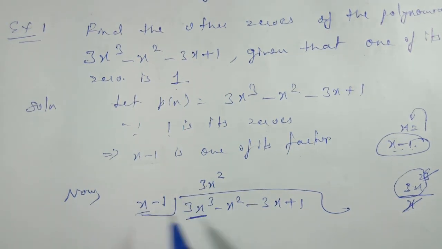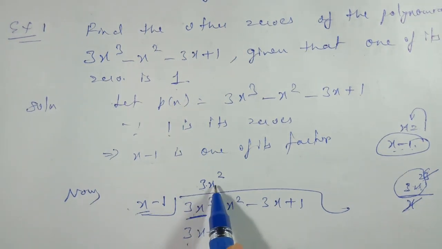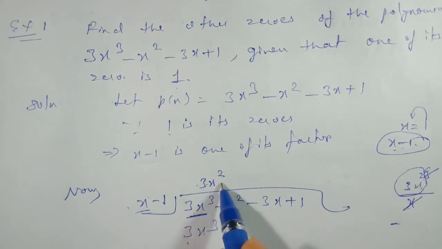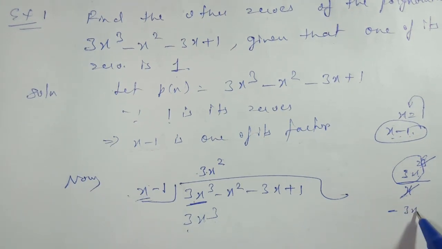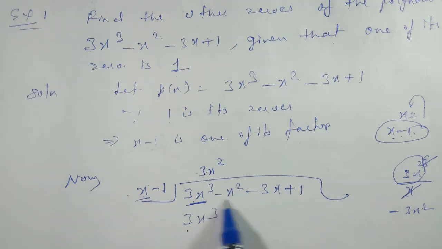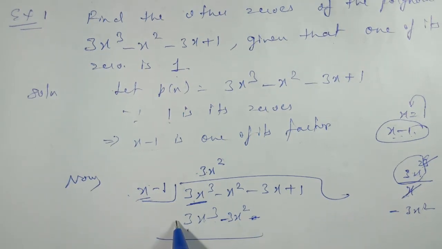When we multiply it by x, we'll get the same term 3x cube, because plus plus plus. 3x square into x will give 2 plus 1, 3, 3x cube. Plus minus minus, 3x square into 1 is 3x square. So we have to write 3x square below the term having square. So we can place it below minus x square. Now change the sign.